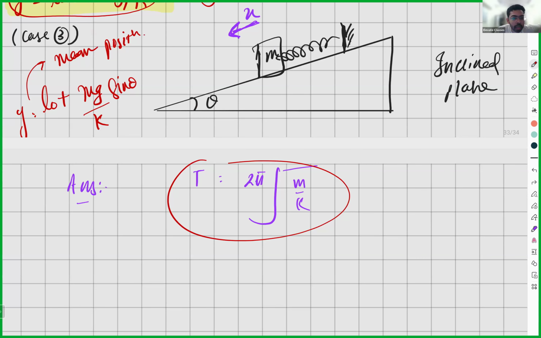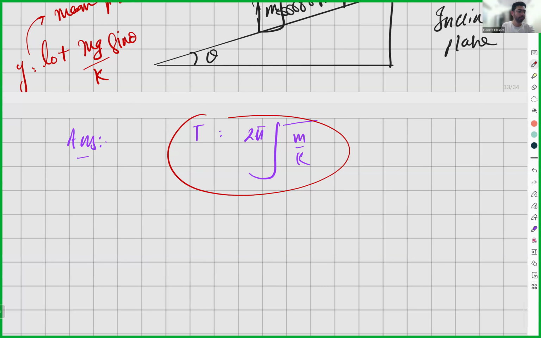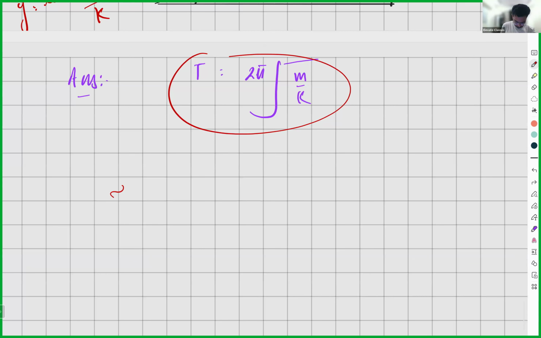So let us take a small break and then we'll discuss some other systems of simple harmonic oscillator. So we will meet at 7:10.